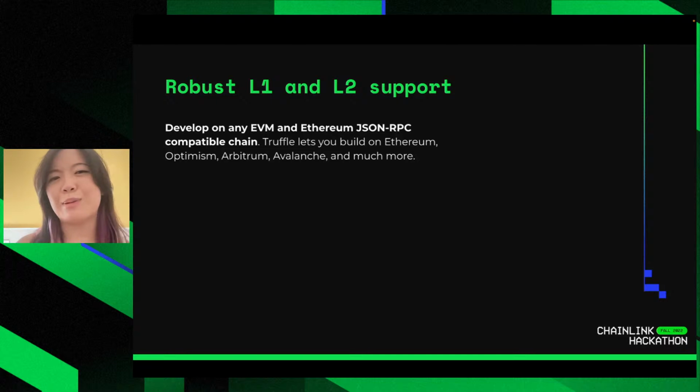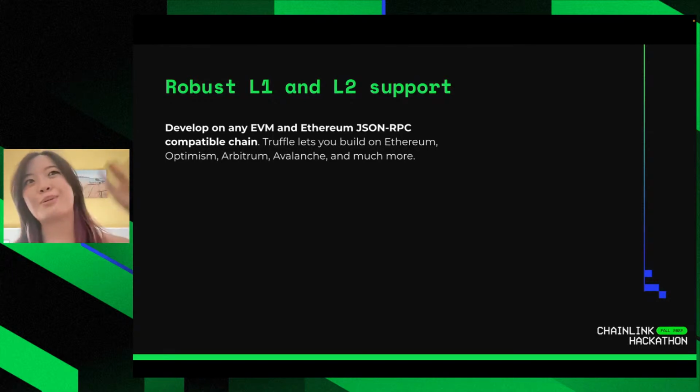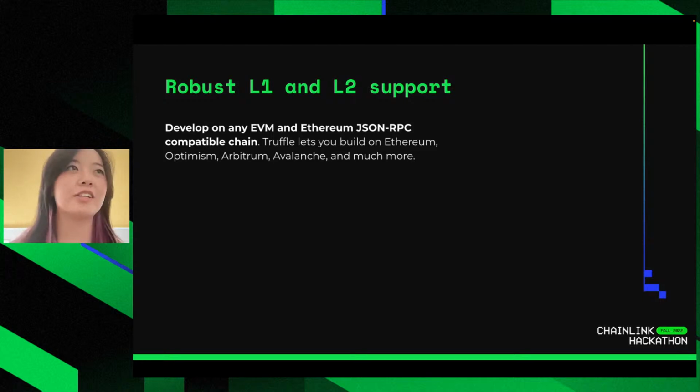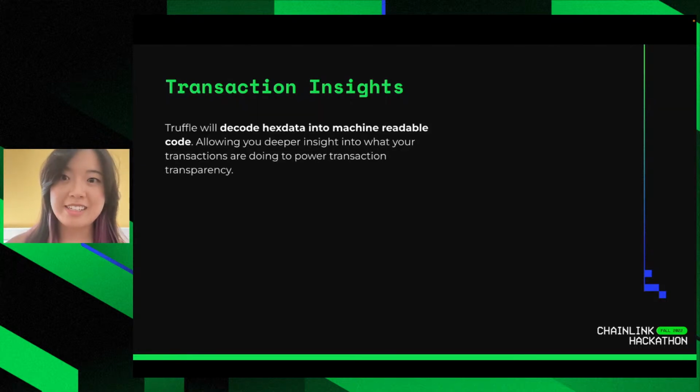I don't know if this is the last slide. I don't remember, but robust L1 and L2 support. Basically, if you're wanting to go multi-chain, for example, Truffle will support anything that is EVM compatible, as well as Ethereum JSON-RPC compatible. So multi-chain is the future, right? Taking the pros of cross-chain while removing the cons. So really, when we move into this layer 2 world, Truffle is focusing on how we make that multi-chain development experience more robust. I will touch on that at the end, but more things to come. Well, Truffle's big, guys. There's a huge suite of tools.